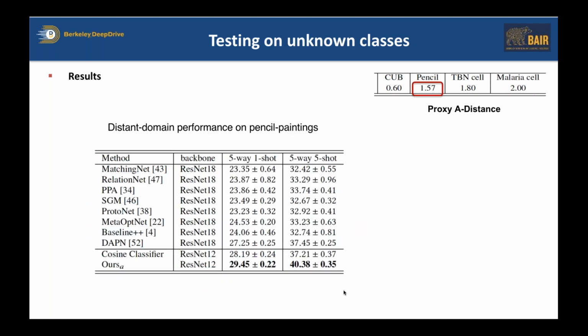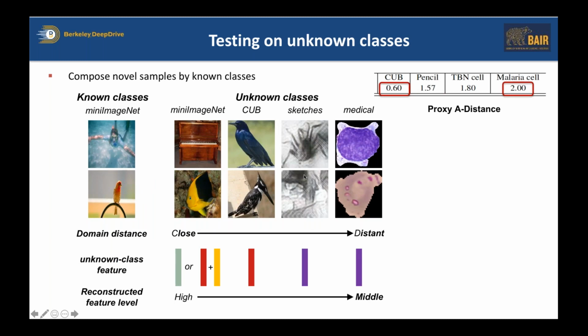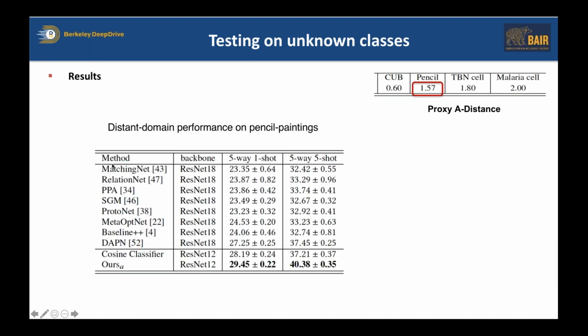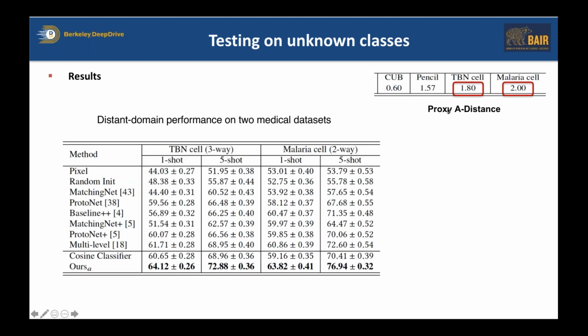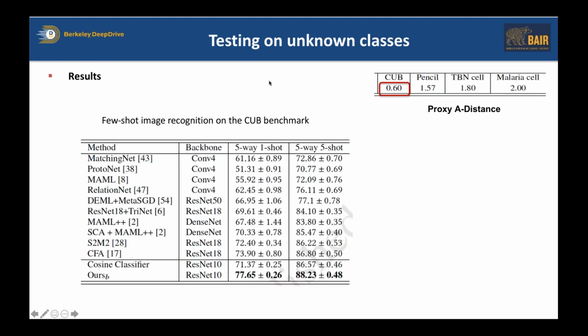With such a mechanism, we achieve the best performance compared with the baseline methods on the pencil domain. The pencil domain is this one. This is very different from your source images. And on these cells, which are medical images, we can also achieve better performance compared with the baseline methods. Similarly, for a domain which is closer to your source domain, it can also achieve better performance.